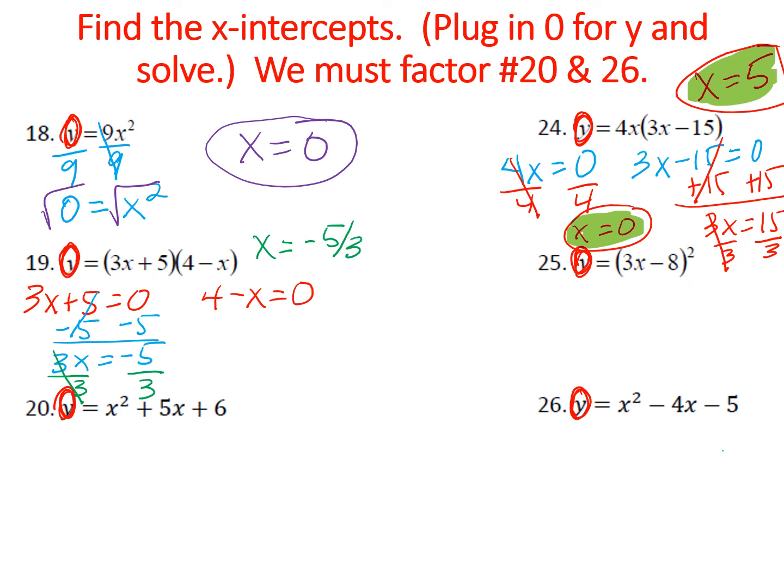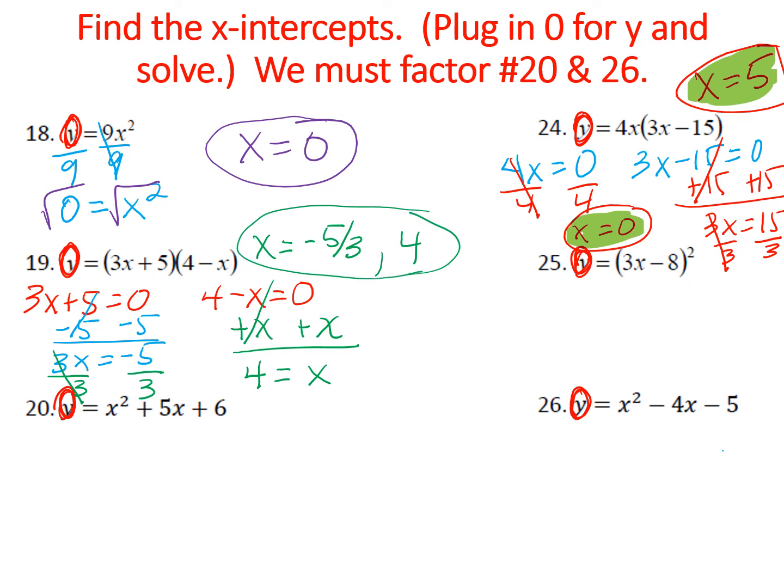And then our other answer, we need to solve the second equation. A lot of kids on this one will go ahead and move the 4 to the other side. I'm actually going to move the x over. Again, it doesn't matter. It's just less steps if I do it this way. And so now I have x equals 4. So my two answers for number 19 are negative 5/3 and 4.